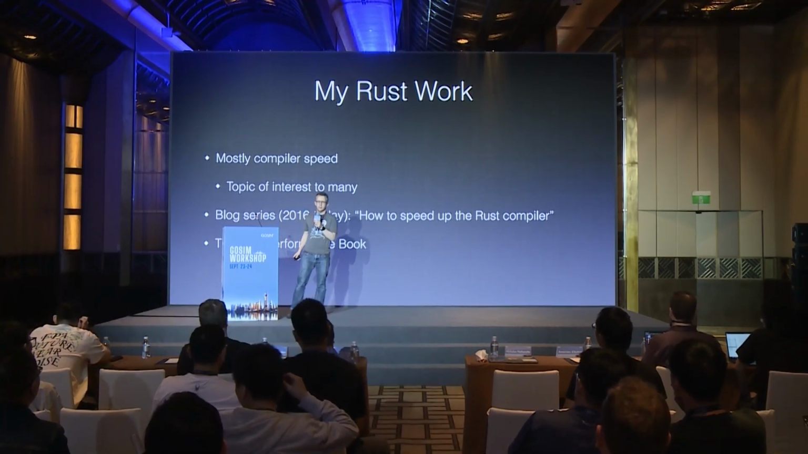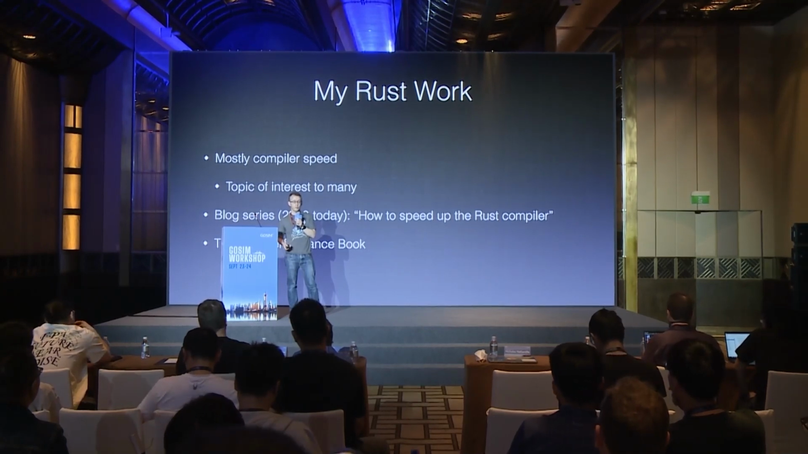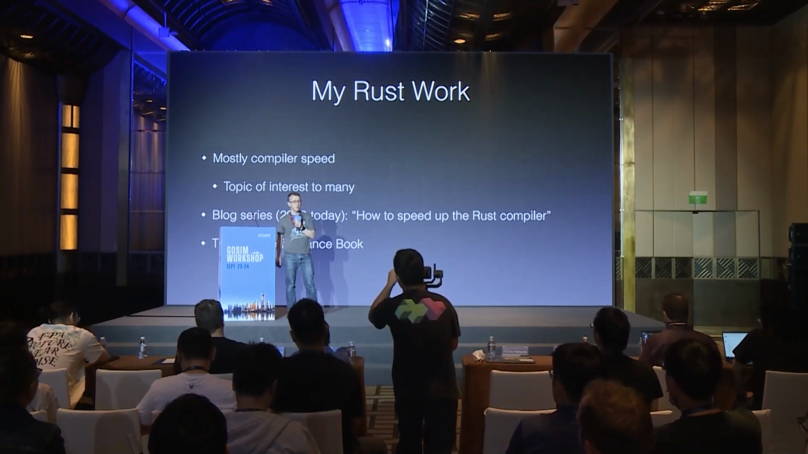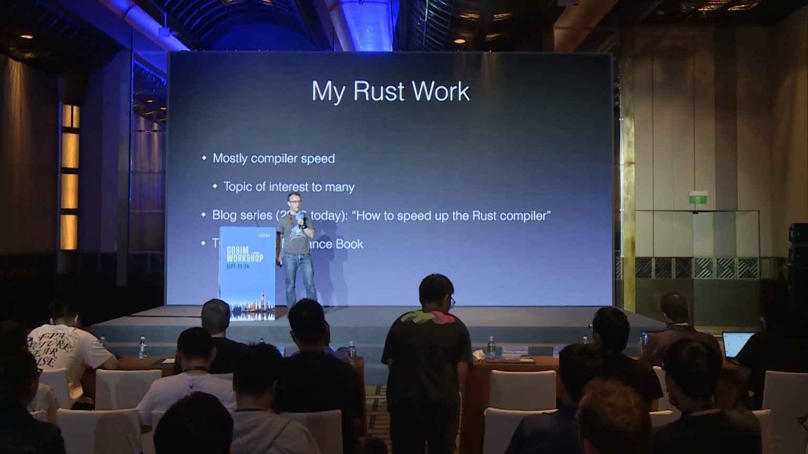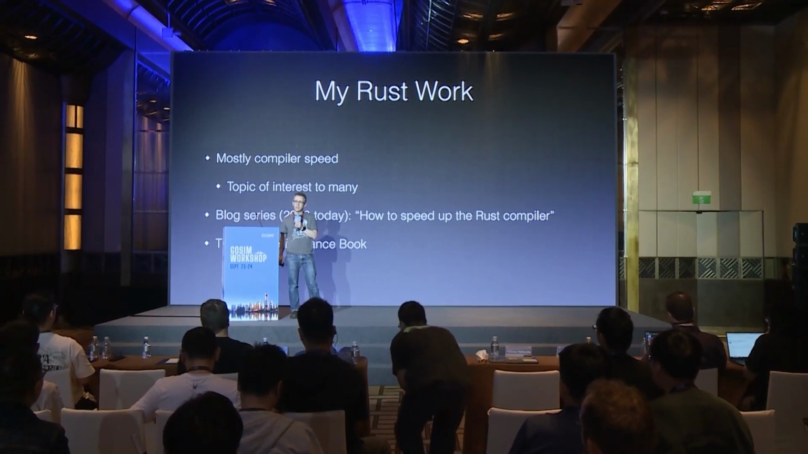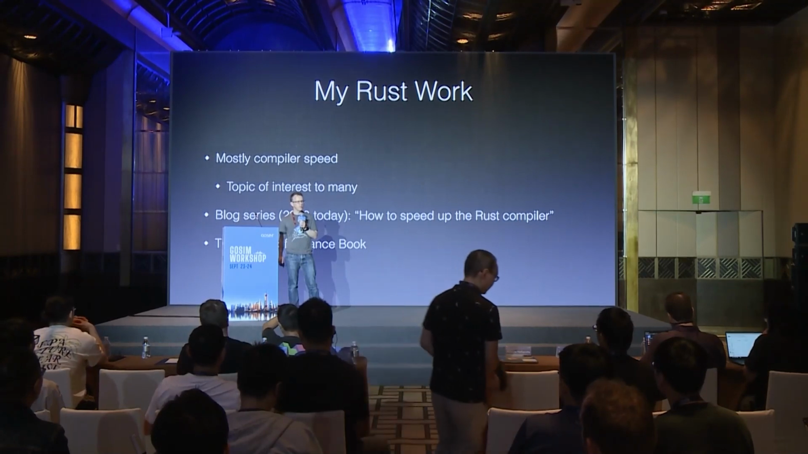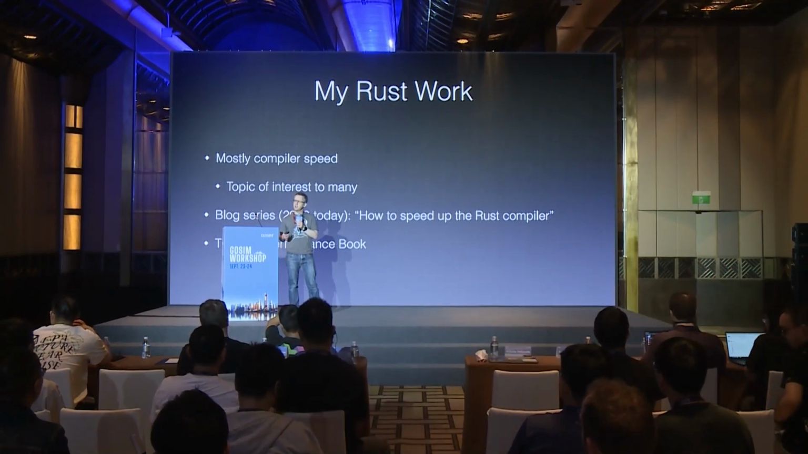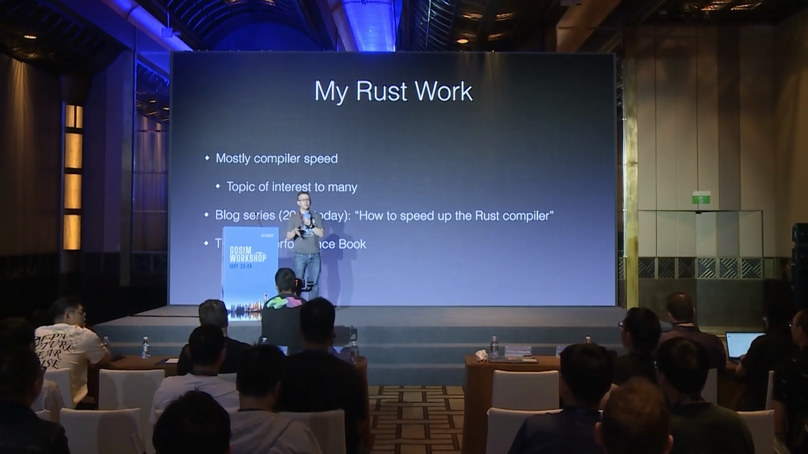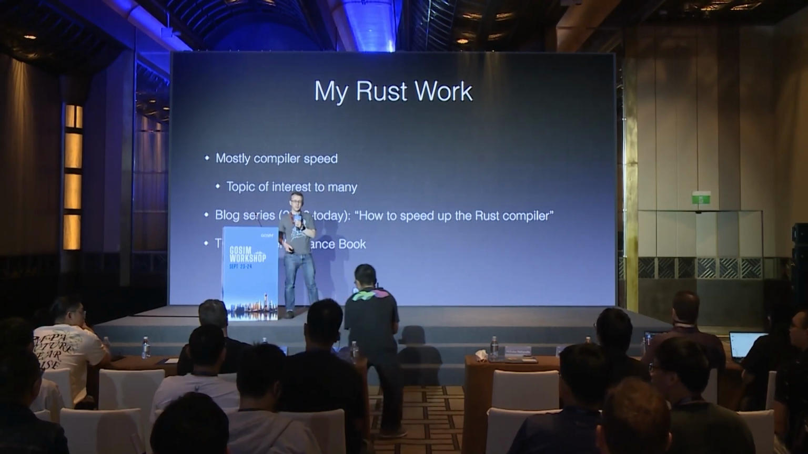So my Rust work is mostly focused on the speed of the compiler, trying to make the compiler faster so that compile times are shorter. This is a topic of interest to many people. It already got a couple of mentions in this morning's sessions, and it's always a topic of ongoing interest. I have a long-running blog series that started 7 years ago called How to Speed Up the Rust Compiler, and I'm now up to about 15 or 16 posts in that. And in these posts, I generally just describe changes that I've made to the Rust compiler to speed it up, and then also some changes that other people work on, and generally just tracking the speed of the Rust compiler.